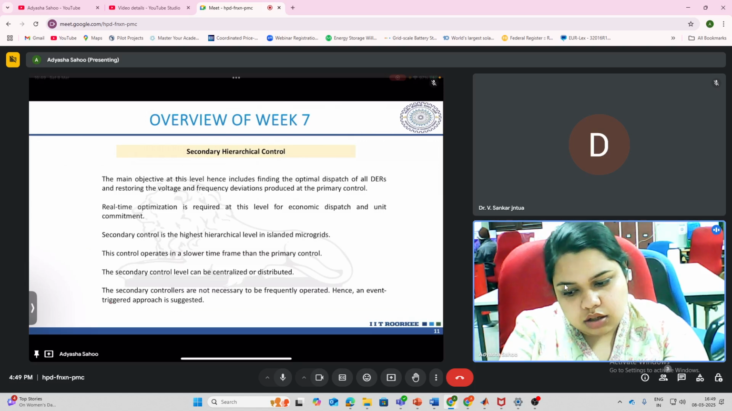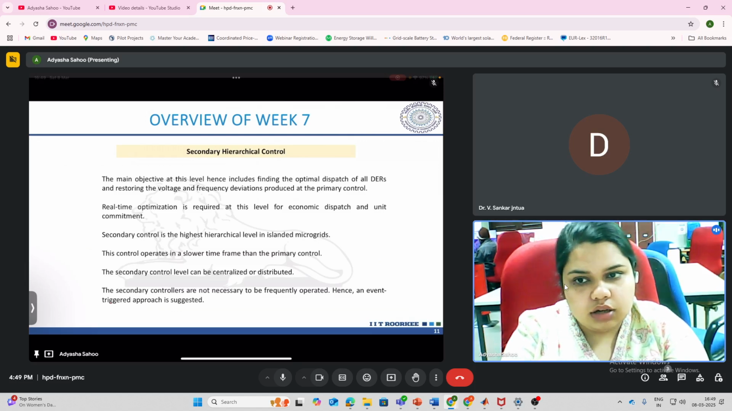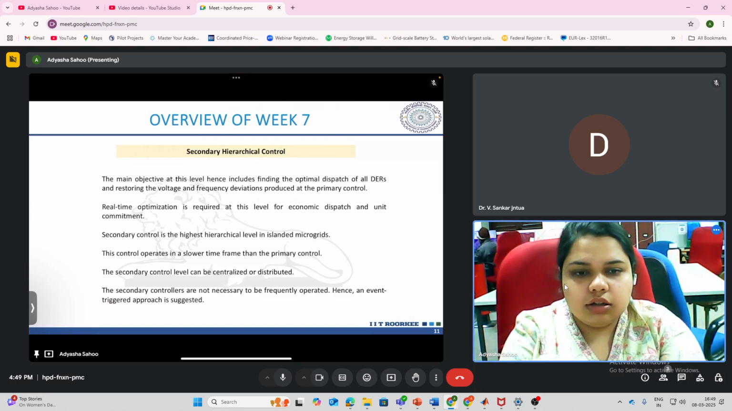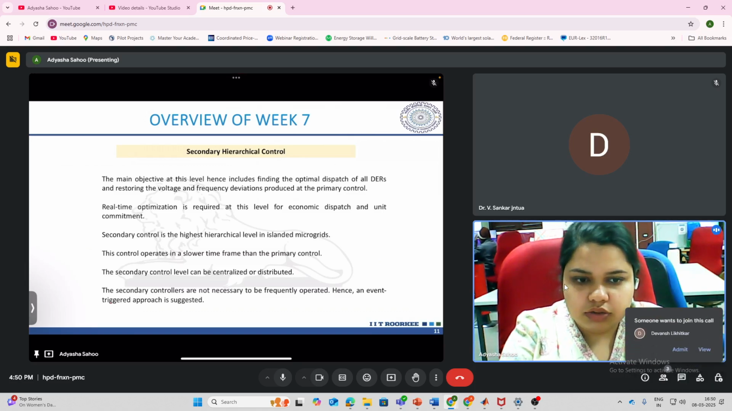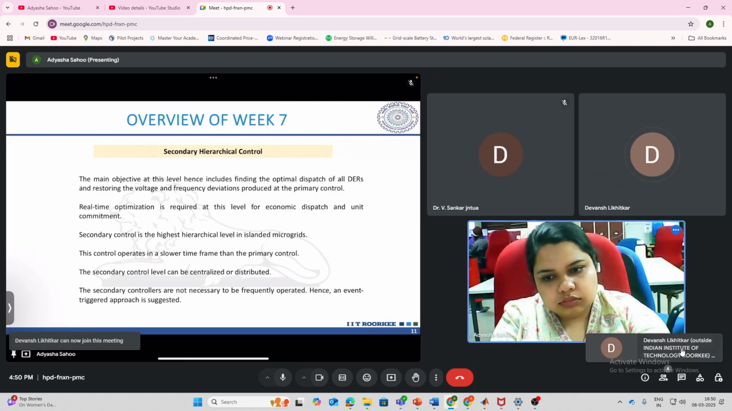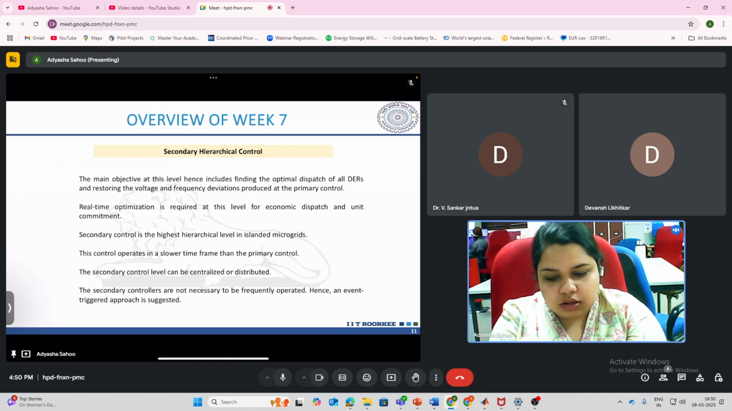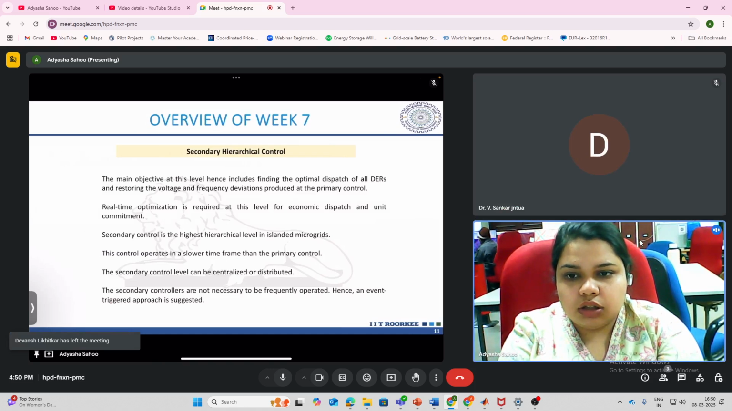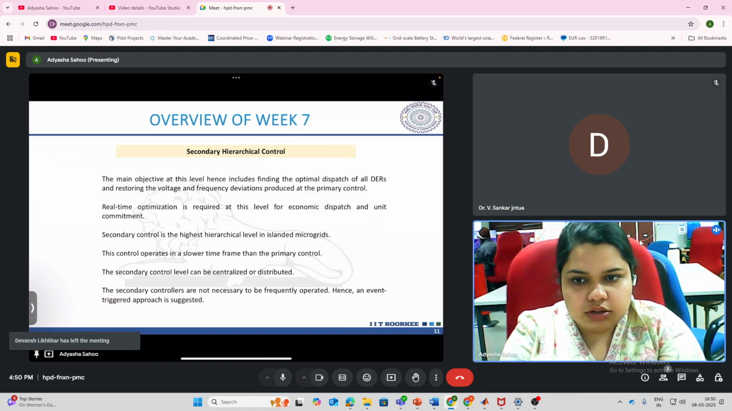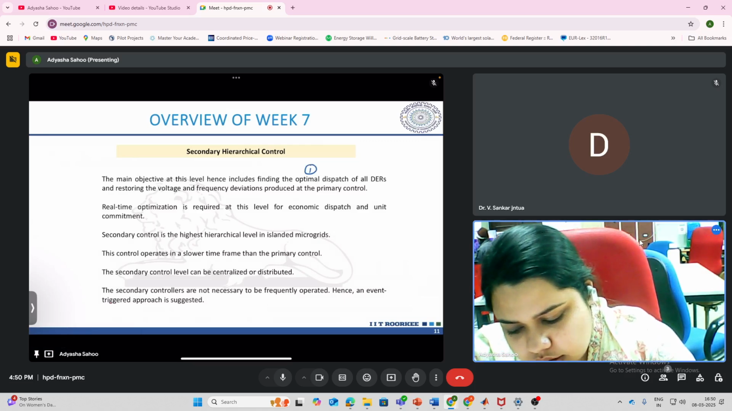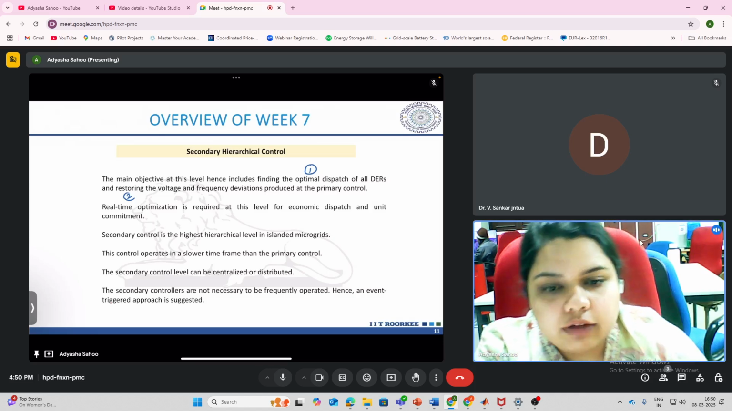Now we have the secondary control layer. So in the secondary control layer, as we discussed, it will build upon the local controller, and its time scale of operation is after the local controller. Here you have communication with you. So the main objective of the secondary controller is the optimal dispatch of the distributed energy resources. So this is the first operation. And the second is restoring the voltage and frequency after the primary control.